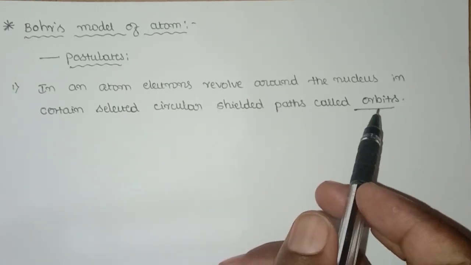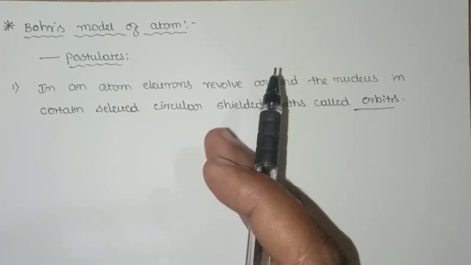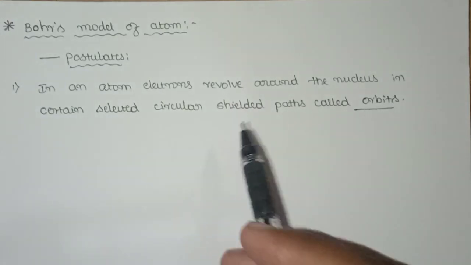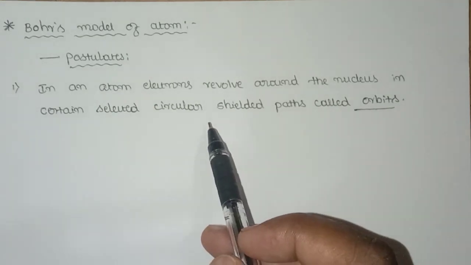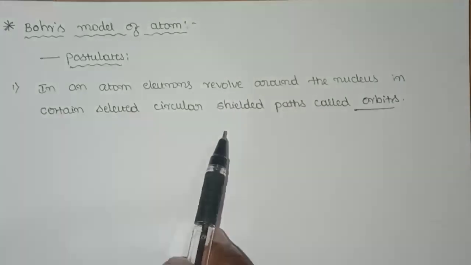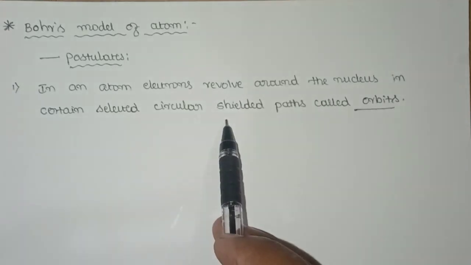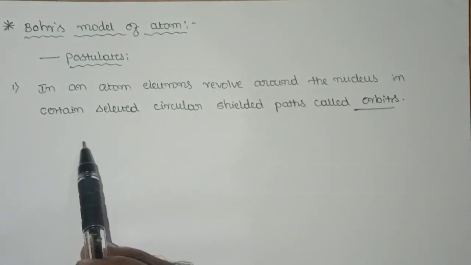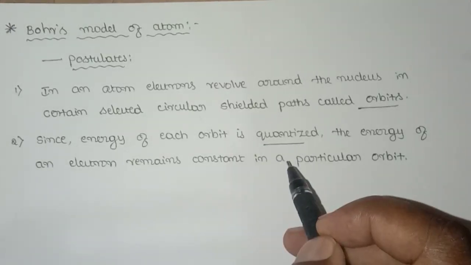And here the orbits or the shielded paths mean their energy will remain constant. When the electrons are staying in those shielded paths, when they are present in such orbits, their energy will remain constant, and thus there will be no loss of energy for an electron even though it is continuously revolving around the nucleus. This is the explanation given by Bohr, and that is summarized in the second postulate: the energy of each orbit is quantized, in the sense of fixed.